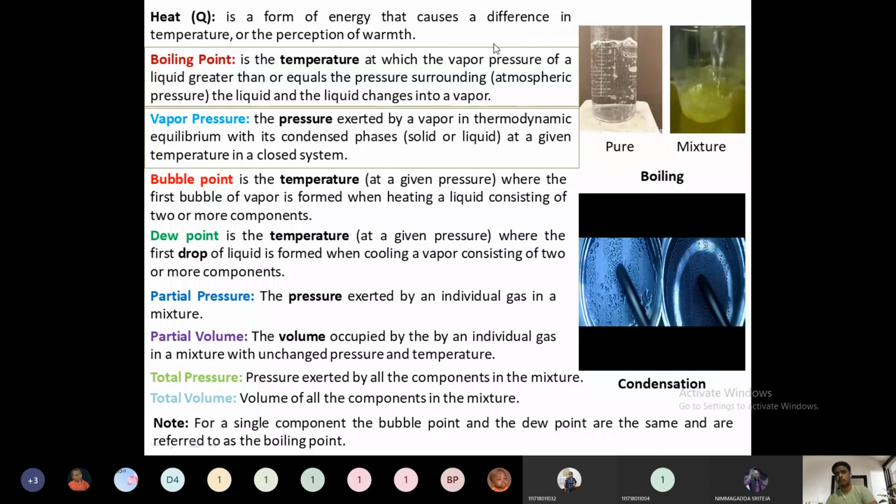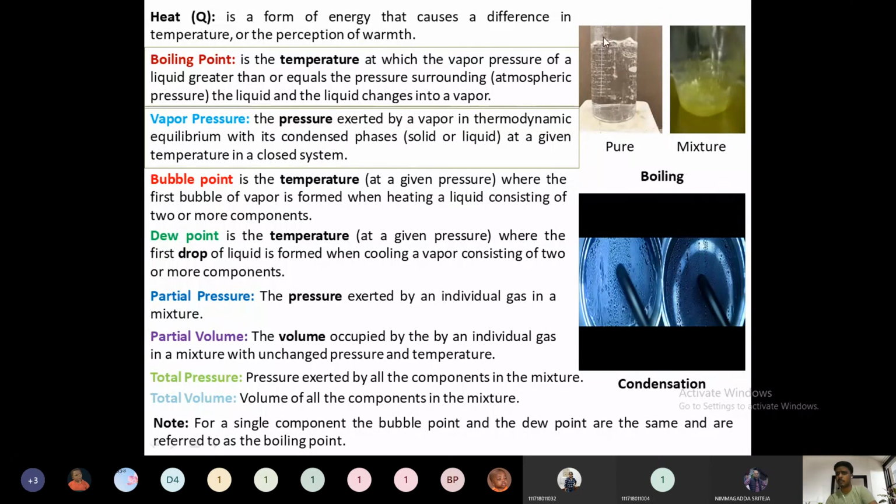Then the vapor pressure. Whenever there is a change in state from the liquid phase to the gas phase, the vapors will be forming inside this free space of the chamber. If you close this vessel, the pressure exerted by the vapors which are formed, the pressure exerted by the vapors on the free surface of the liquid, whatever the vapors which are present in this region, the pressure exerted by the vapors on the free surface of the liquid is called the vapor pressure. Okay, the pure liquids will have some vapor pressure.